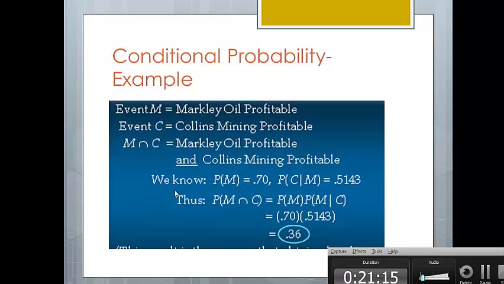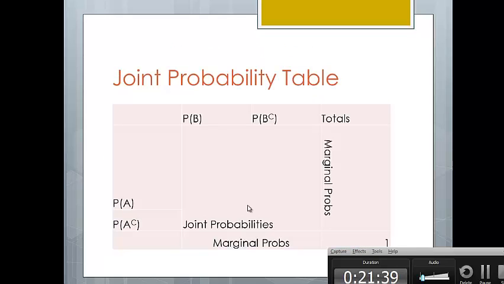And we can figure this out the other way in reverse. What is the probability, applying the multiplicative law? So we wanted to recalculate that intersection, given the fact that we know the probability that Markley Oil is profitable given that Collins Mining is profitable. So just rewriting that and showing the algebraic manipulation.